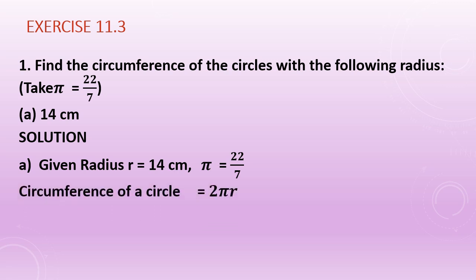Circumference of a circle equals 2 pi r. Here the radius is given, so we can use the formula 2 pi r. Now substitute the value: 2 into 22 upon 7 into 14. After cancelling 7 and 14, we get 2 in the numerator and 1 in the denominator. So 22 into 4 gives 88 centimeter, which is the circumference of the given circle.